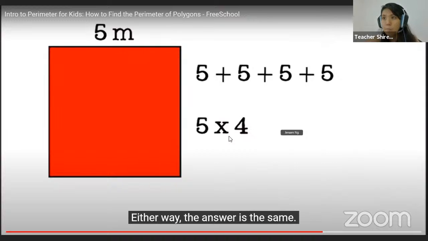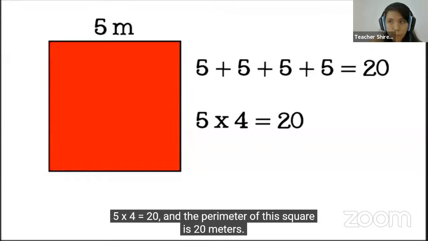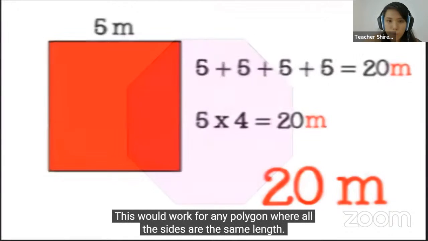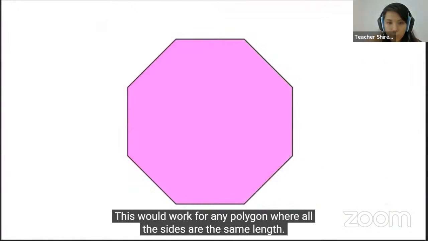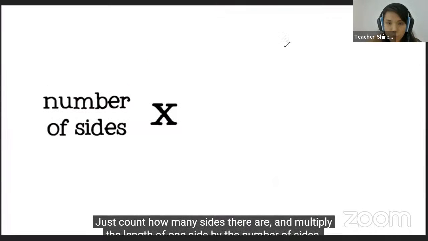Either way, the answer is the same. 5 times 4 equals 20, and the perimeter of this square is 20 meters. This would work for any polygon where all the sides are the same length. Just count how many sides there are and multiply the length of one side by the number of sides.